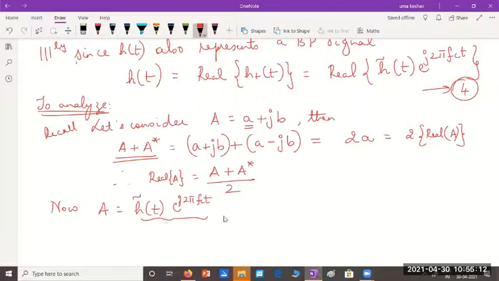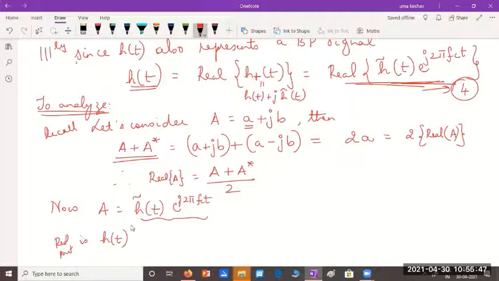See, what will be the real part of this signal? I want to find the real part. The real part of this signal is h of t, because h plus of t is h of t plus j times h cap of t. So whenever I say the real part of h plus of t, it will be h of t. And h plus of t is written in complex envelope form like this. So the real part of this signal is h of t, and I have to find this value, A plus A conjugate.